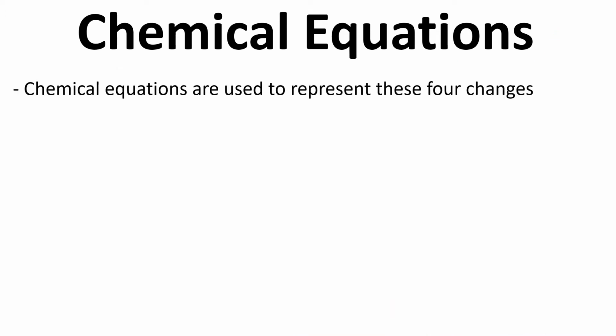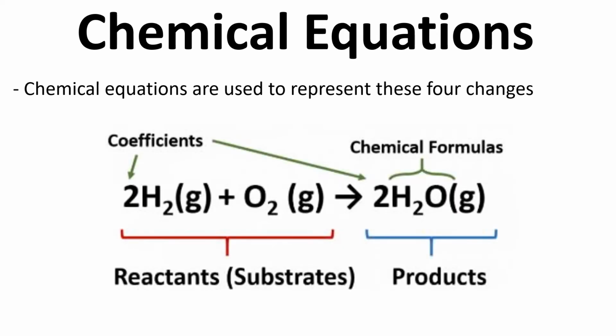So what we want to focus on here would be chemical equations, and because these are used to represent these 4 changes. So here's an example. This is pretty much everything you're going to see in a chemical equation. Coefficients, there's some arrows, states, reactants, products. Let's talk more about that.